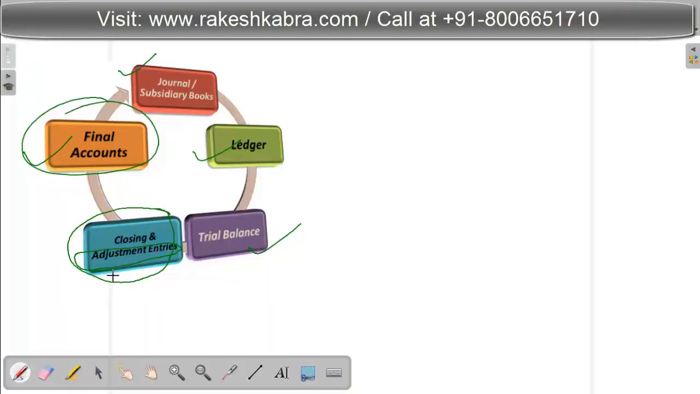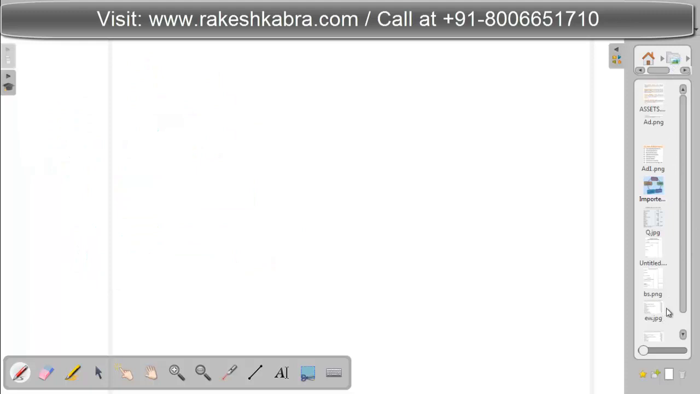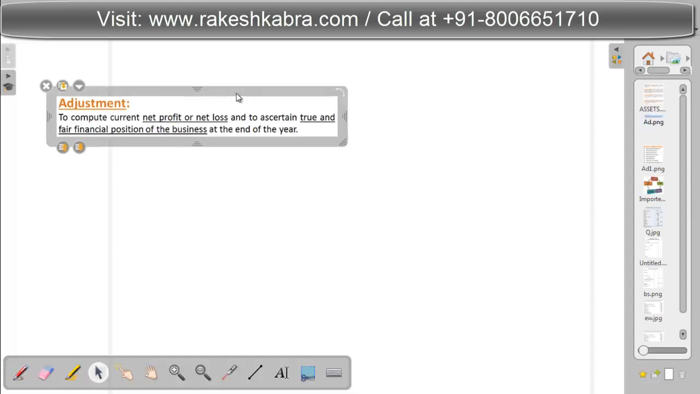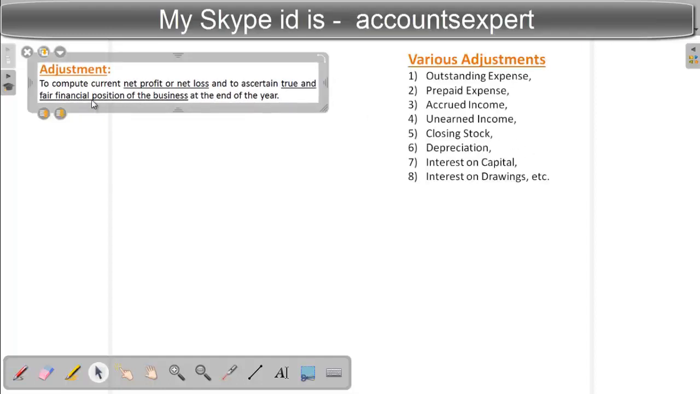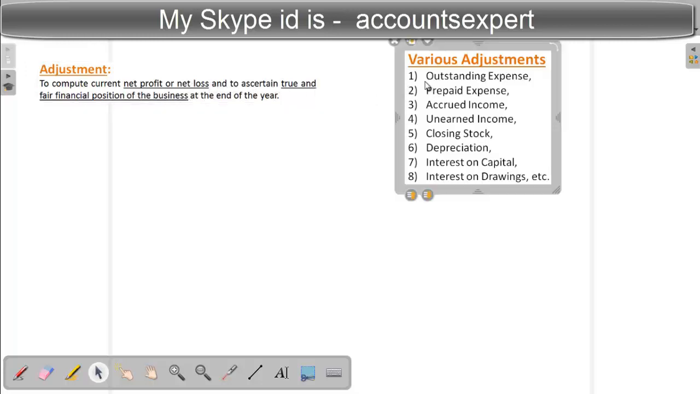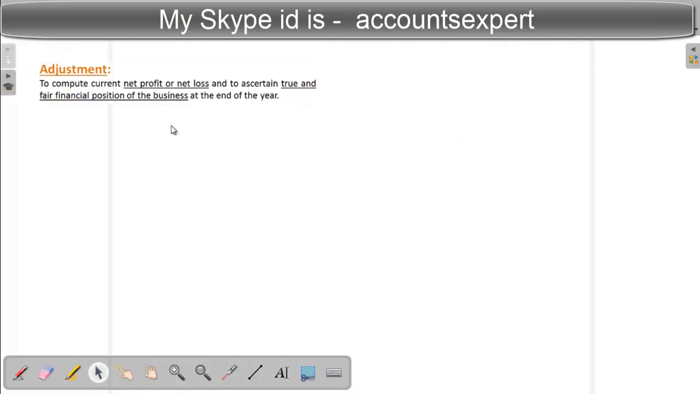So today we will discuss the adjustment entries. This is our new topic. First I will explain what the purpose of adjustment entries is, and why we pass them. The purpose is to compute the current year's net profit or net loss, and to ascertain the true and fair financial position of the business at the end of the year. Got it or not?